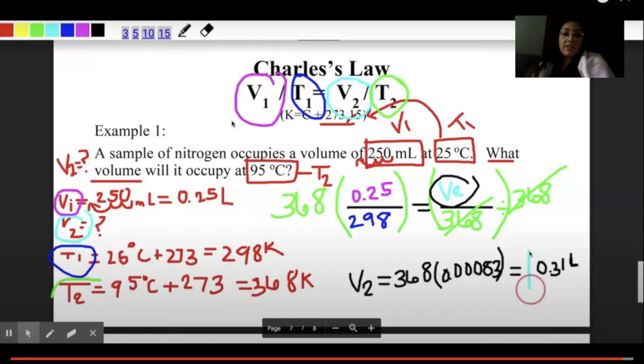So let's look at our T's since we had both of our T's. T1 was 298 and it increased to 368. So we should see the same thing with volume. So our V1 was 0.25. It should increase, and it did, to 0.31. So we know we did that problem correctly.